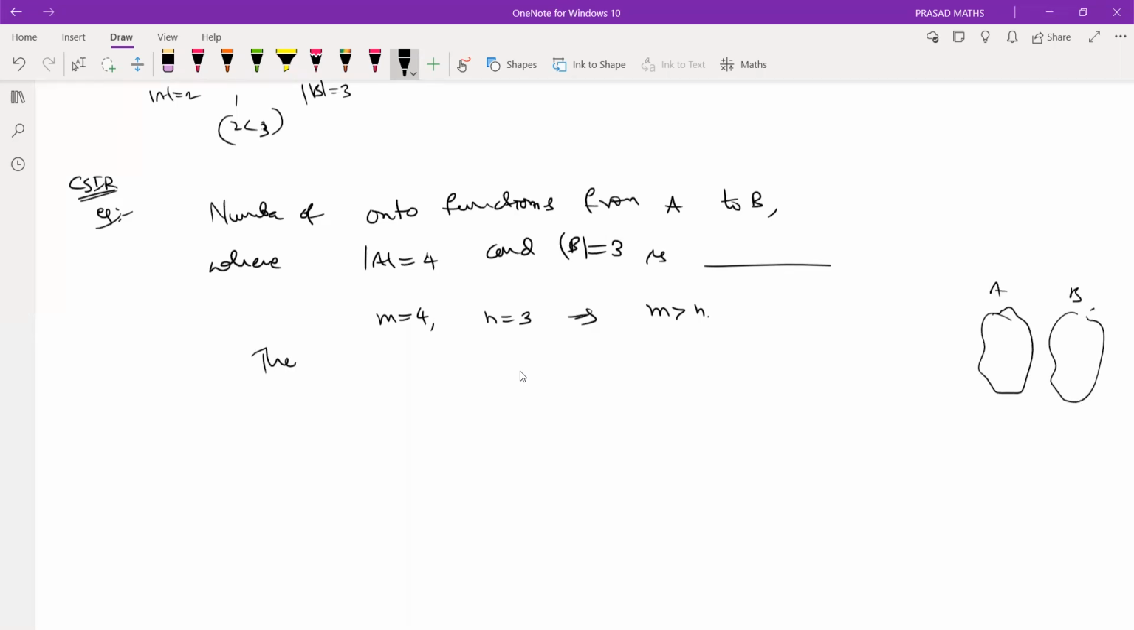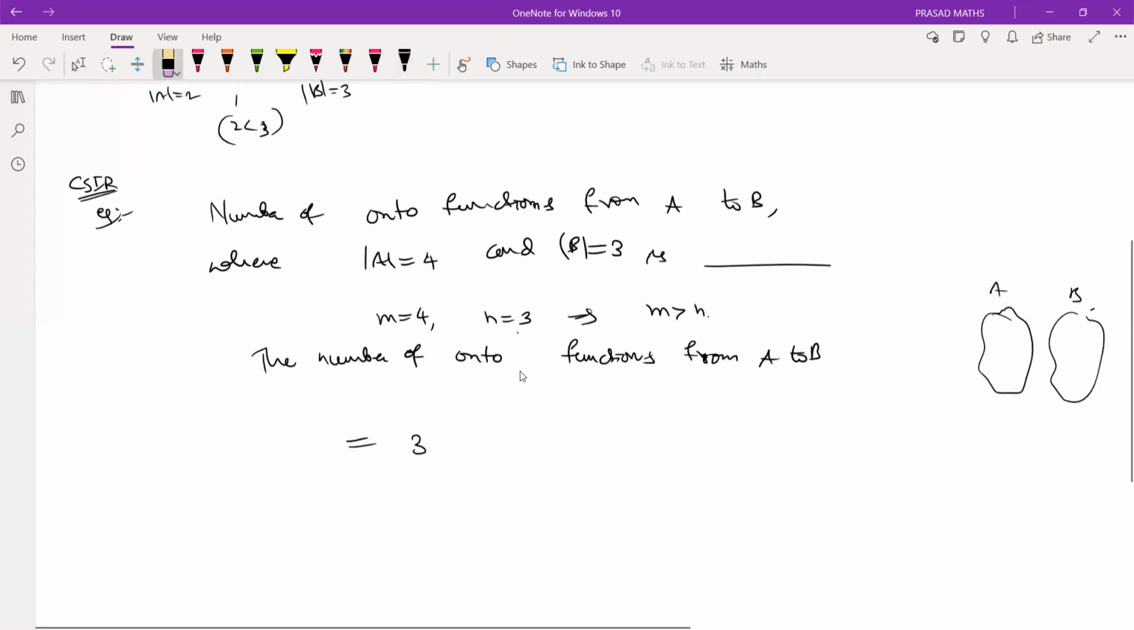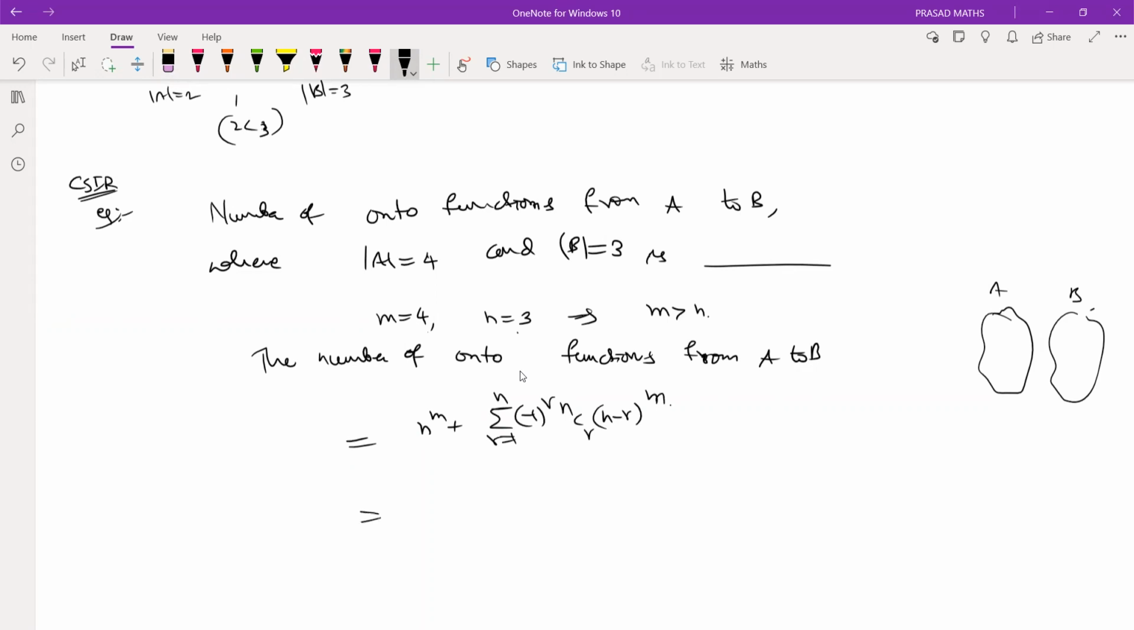Therefore, the number of onto functions from A to B is, first, total functions. What are the total functions? 3 power 4. You need to write the formula first: n power m, plus the summation r equals 1 to n of (minus 1) whole power r, nCr, (n minus r) whole power m. Just apply the formula. 3 power 4. See, the sign alternates. So this is minus.